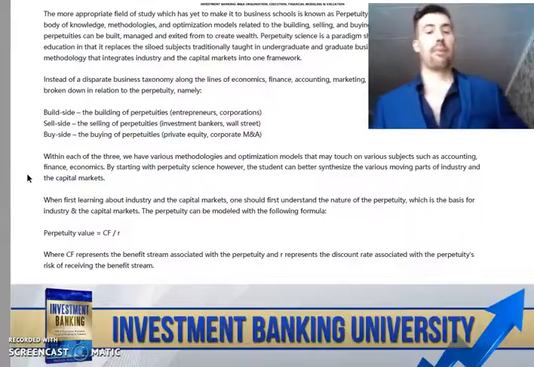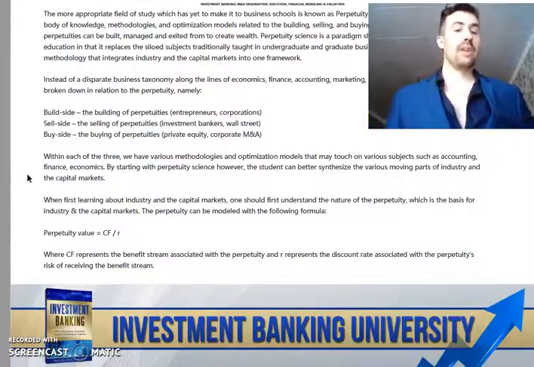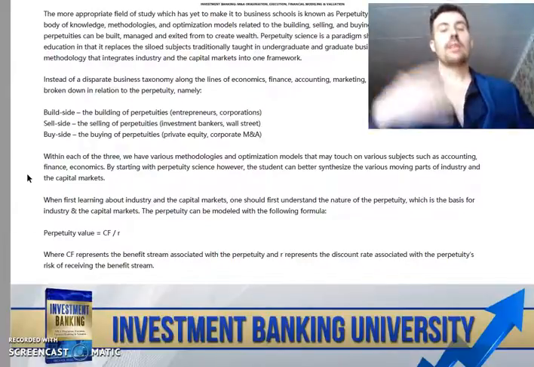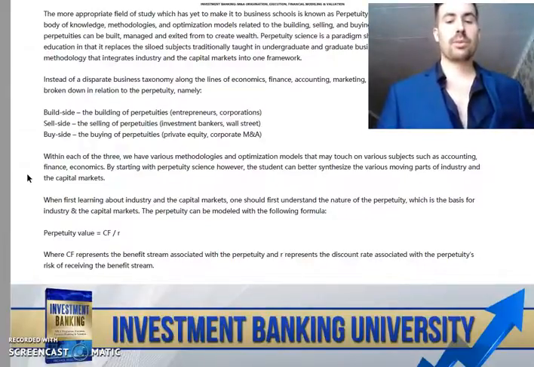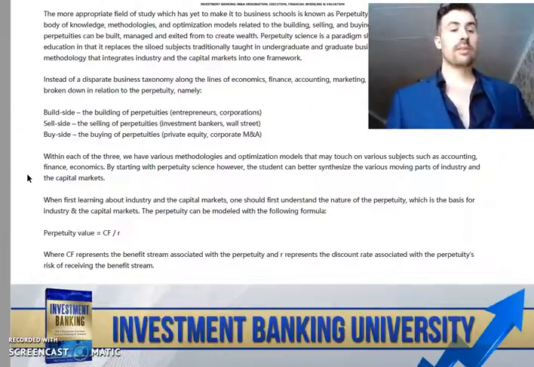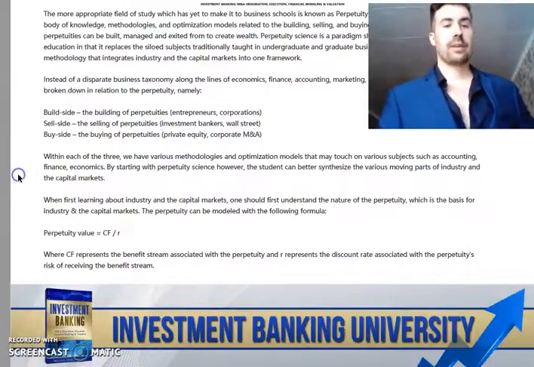The perpetuity can be modeled with the following formula. Perpetuity value equals cash flow over R, the discount rate, where cash flow represents the benefit stream associated with the perpetuity, and R represents the discount rate associated with the perpetuity's risk of receiving that benefit stream.